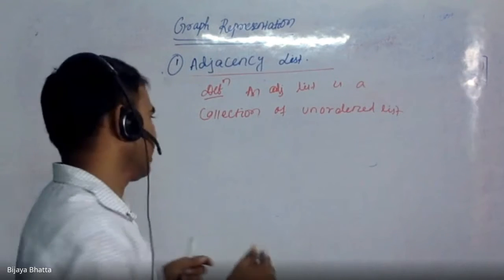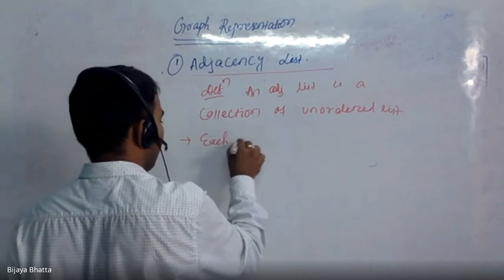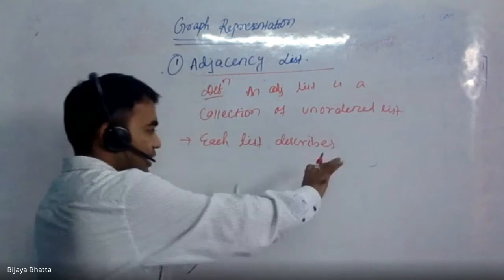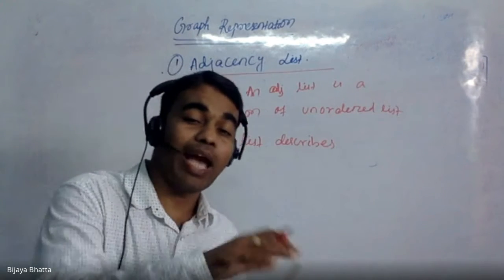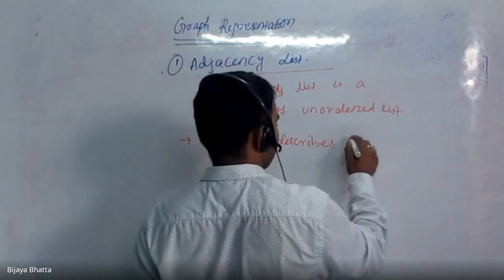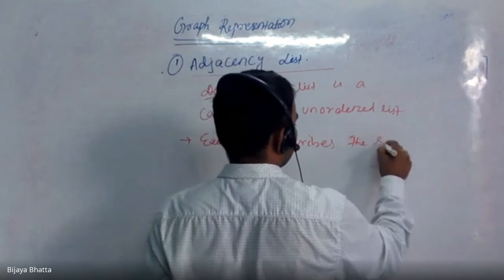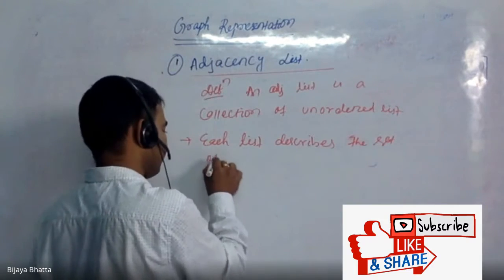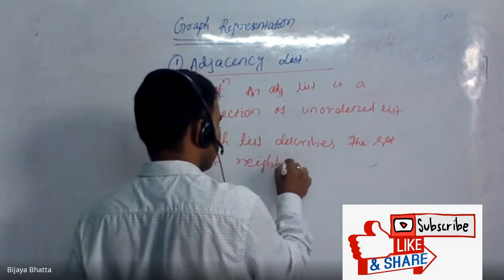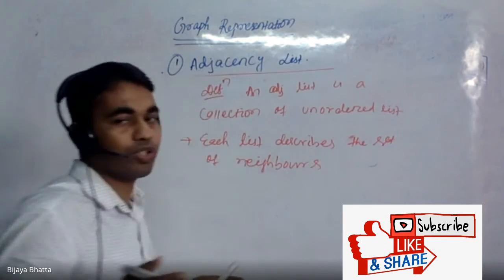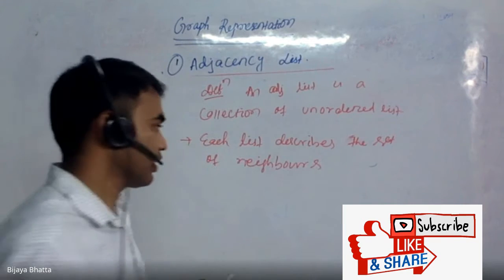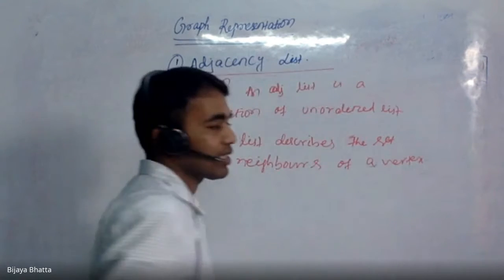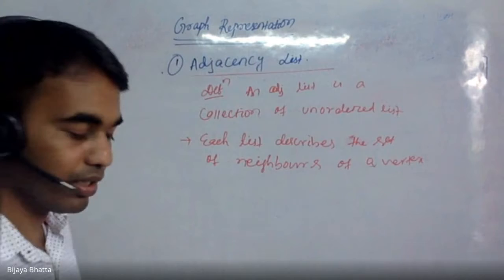Each list describes, what does each list represent? It describes the set of neighbors of that particular vertex. Each list describes the set of neighbors to that particular vertex. Okay, so that is the definition.